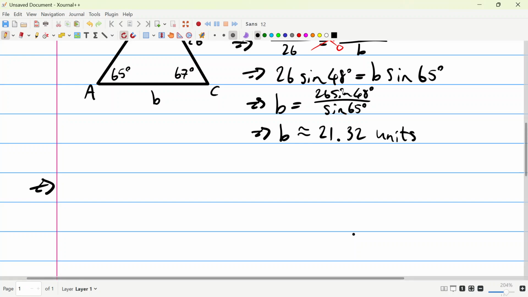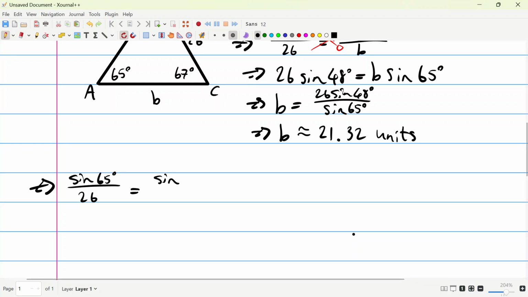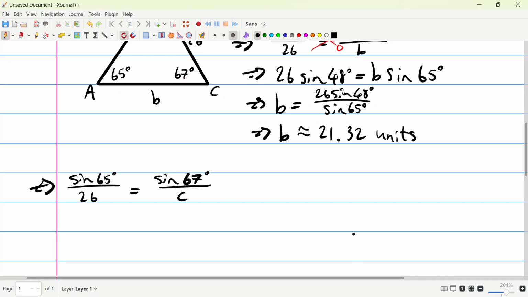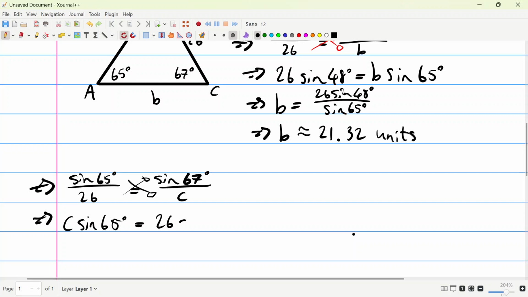So now this is what it's going to look like. It is going to be sine of 65 degrees over 26, which is equal to sine of 67 degrees divided by c. So now we want to solve for c, okay? And we're going to cross multiply, and then what we're going to get is c multiplied by sine of 65 degrees, which is equal to 26 multiplied by sine of 67 degrees, okay?